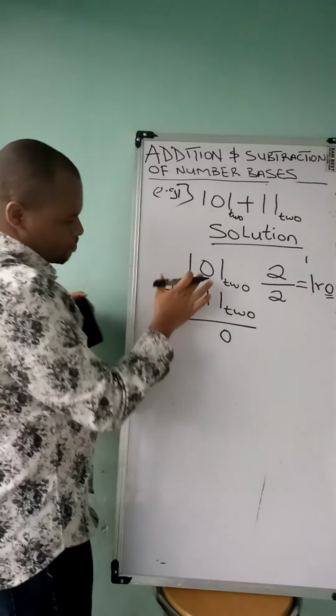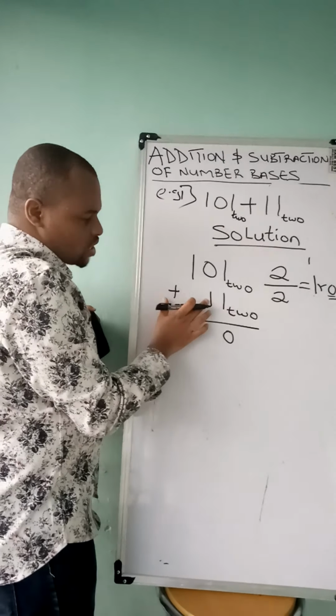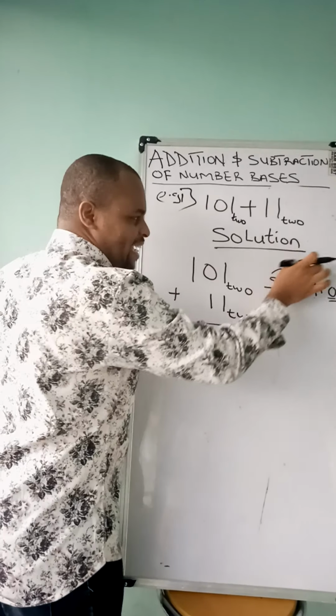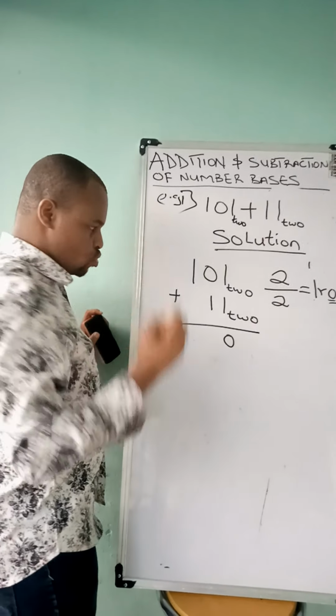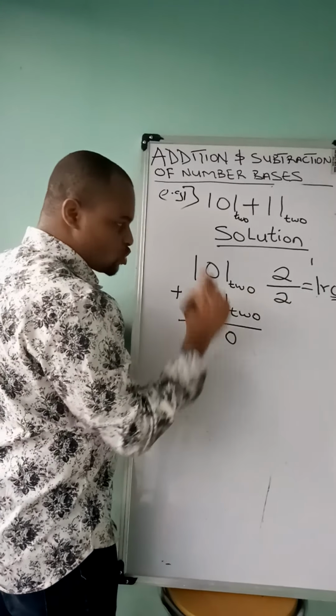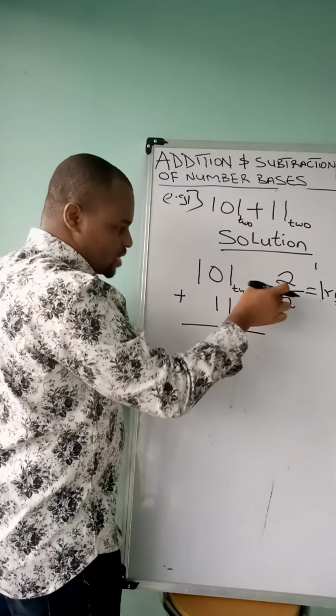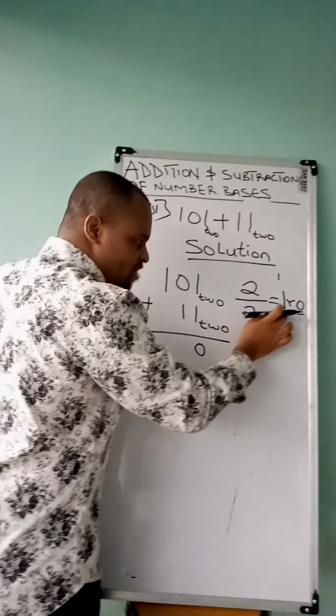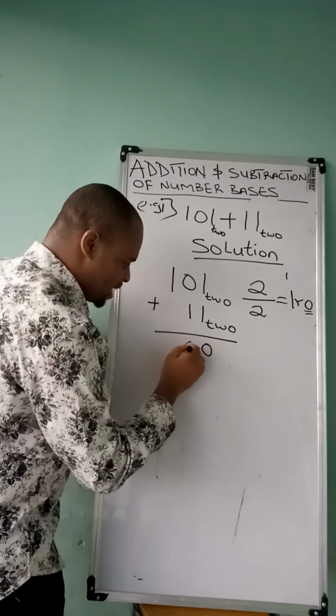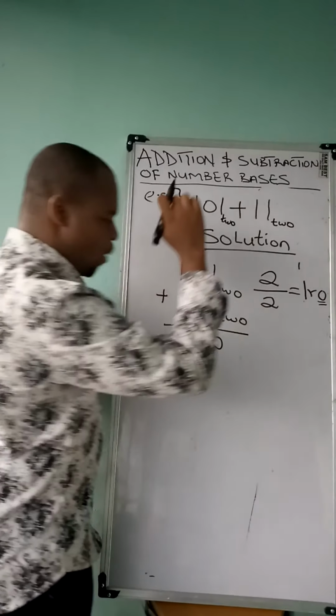1. 0 plus 1 is what? 1. Plus this 1 I carried is what? 2. Can I have 2 in base 2? No. I'll still repeat this process. 2 divided by 2, which will give me 1 remainder 0. So I write the 0 and carry 1.